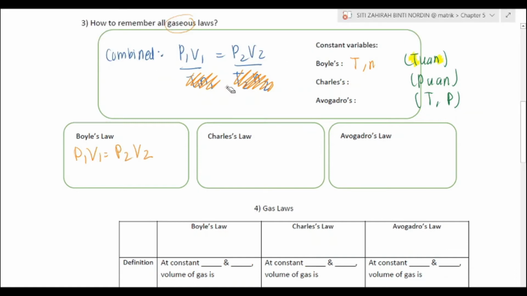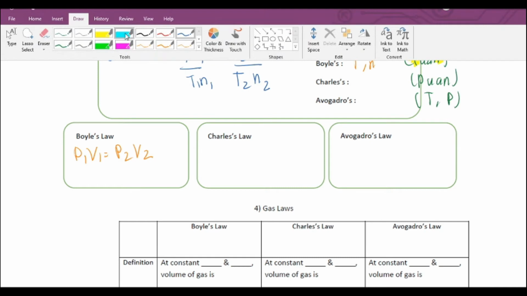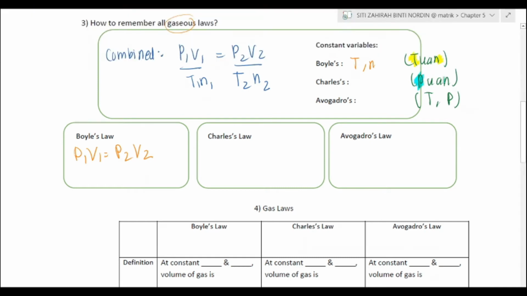Next, for Charles, there would be the first and the last letter as well, which are P and n. So the constant would be P and n. So cancel off P1, P2, and n1 and n2. So what are you left with? Write it off as Charles' law: V1 over T1 equal to V2 over T2.